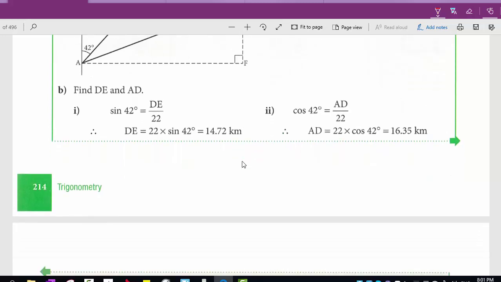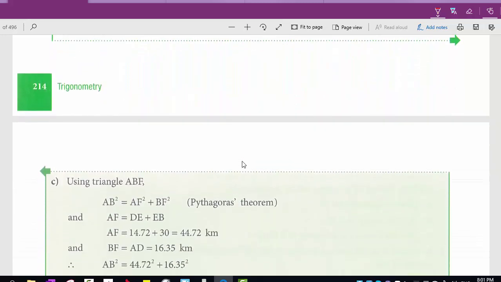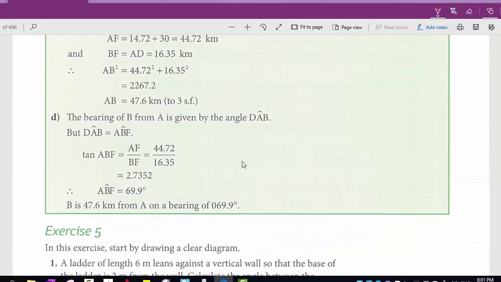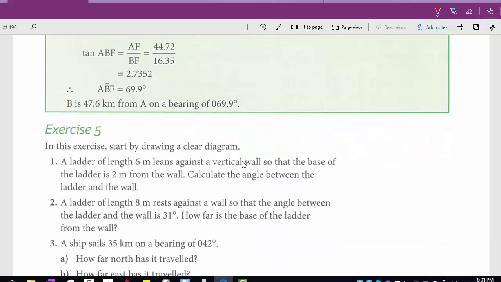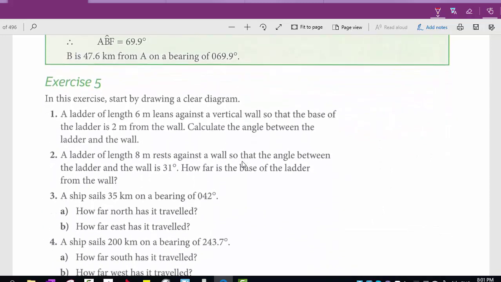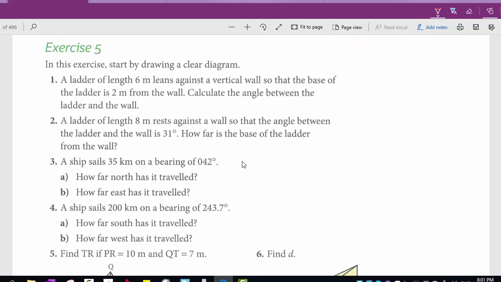This worked example is pretty cool. Sometimes to find missing sides, we can simply follow Pythagoras' theorem. As you know, in this set of exercises, we have only right angle triangles. That allows us to use Pythagoras as well.